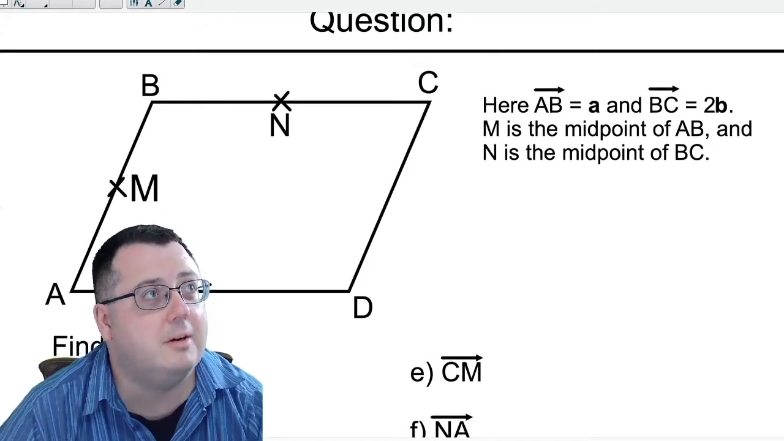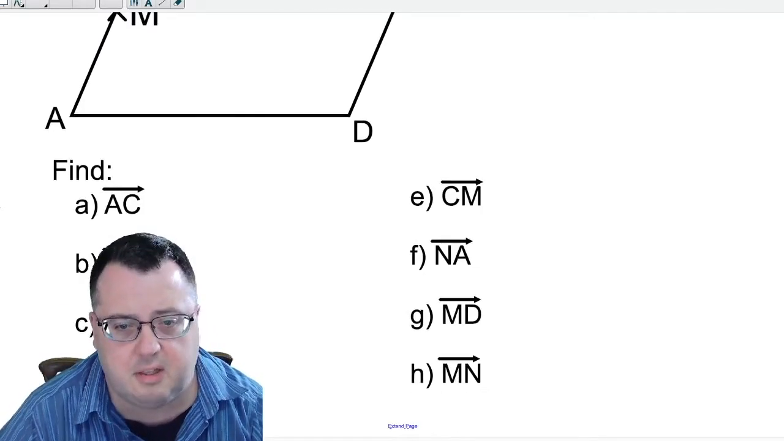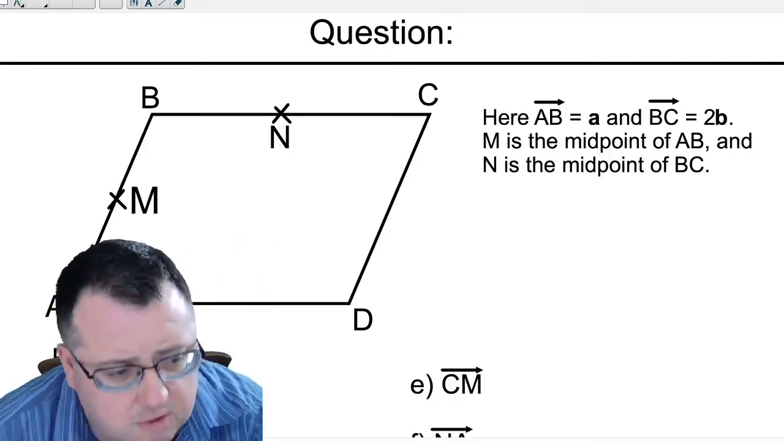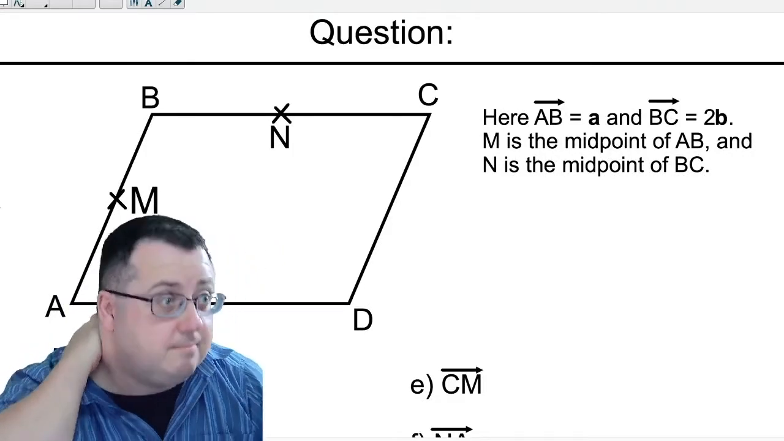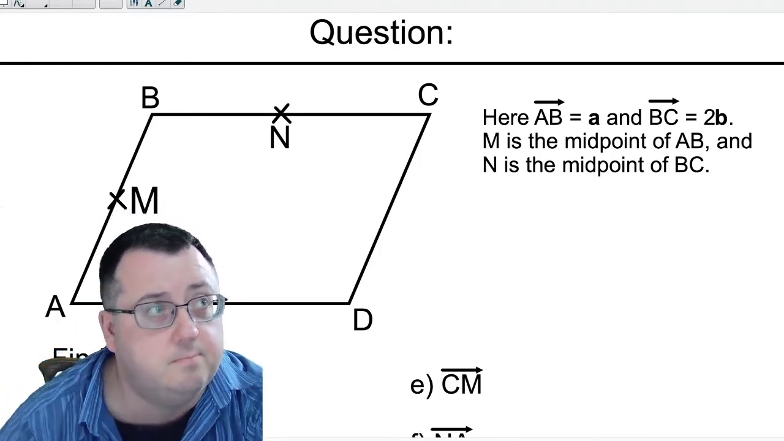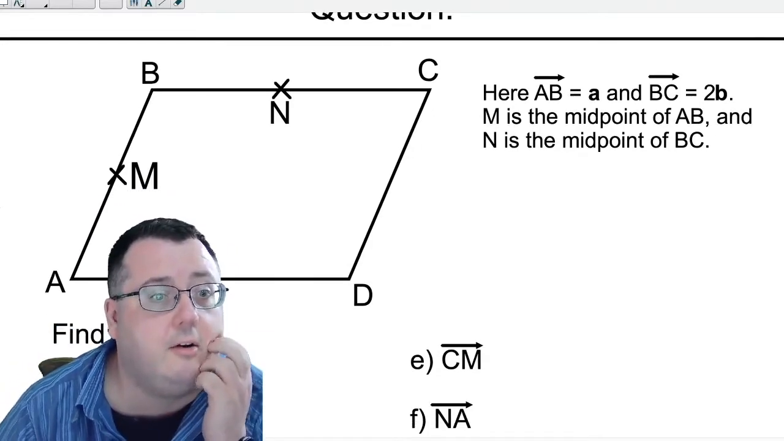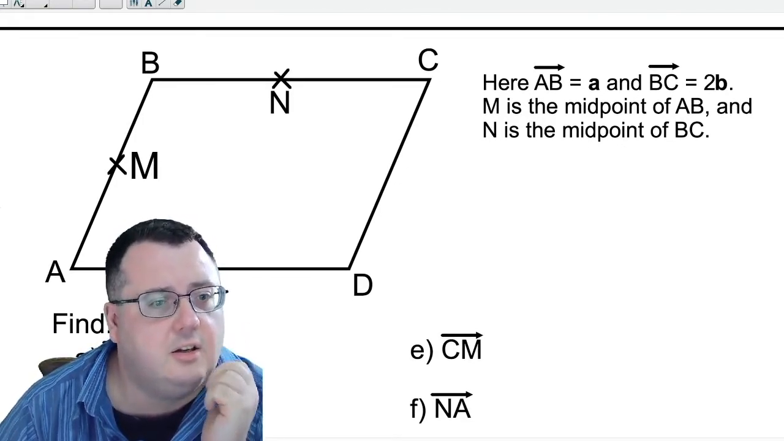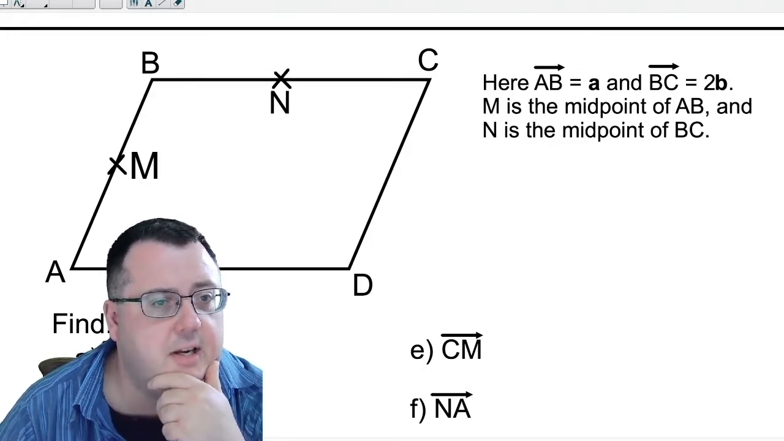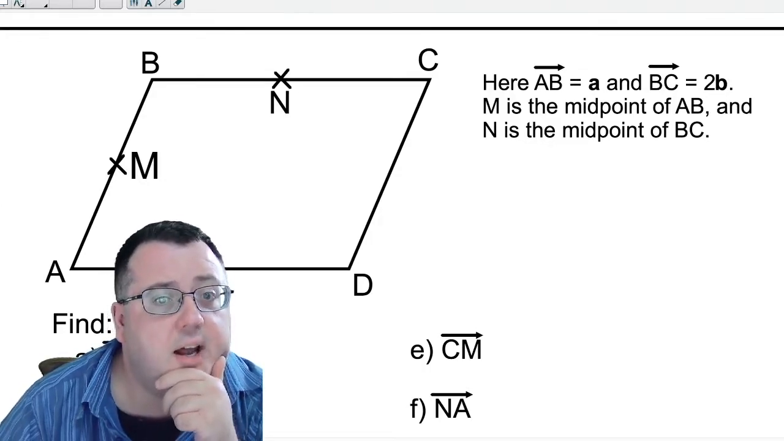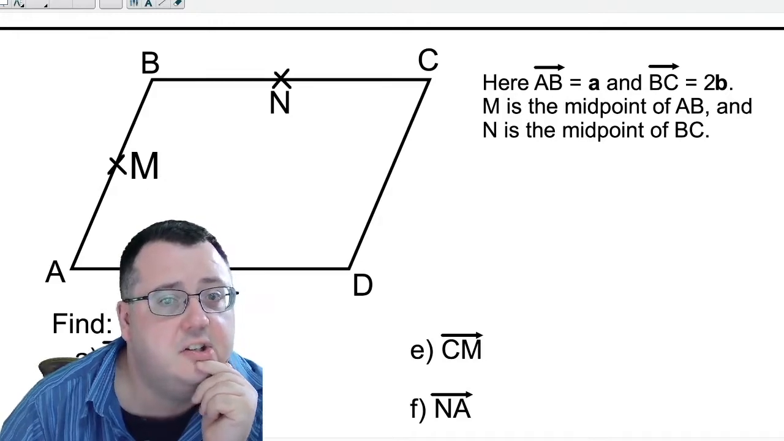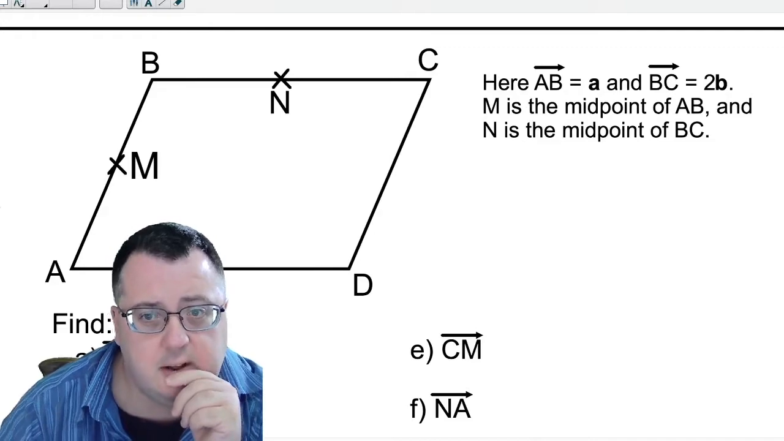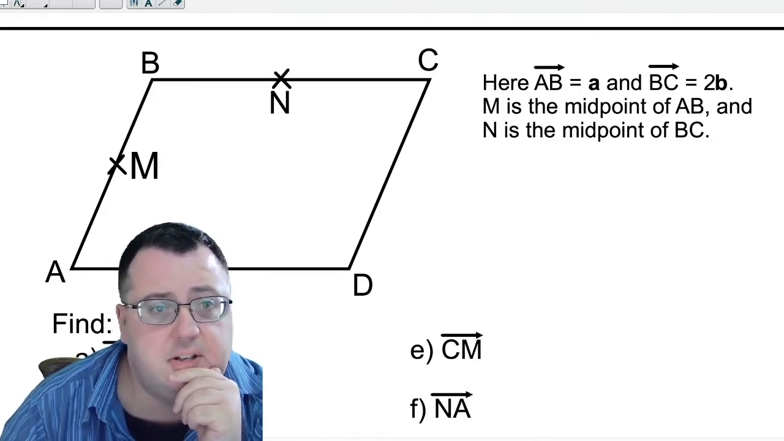Here's a question, okay? And we're going to go through this together, but I would encourage you to talk me through it. So, I'll let you have a look at the parallelogram. It is ABCD again, but there's a cross M in between AB, and there's a cross N in between BC. They tell us that AB is A.